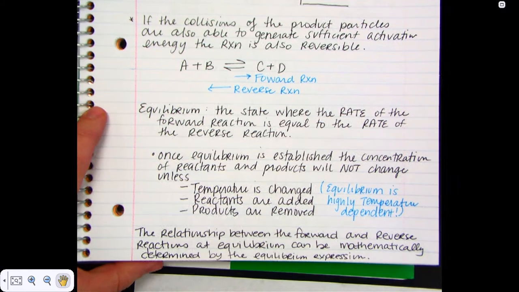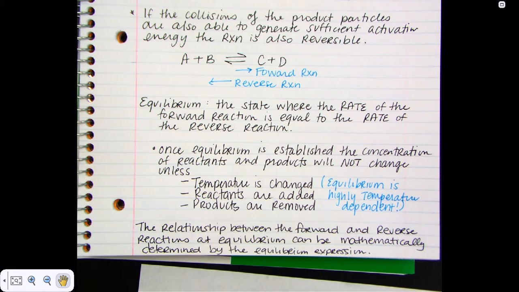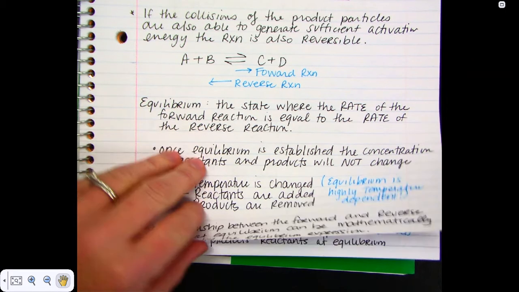Okay? So the relationship between the forward and reverse reactions at equilibrium can be mathematically determined by calculating the equilibrium expression, or the equilibrium constant. And that gives us a numerical depiction of what is going on in terms of who is favored at equilibrium. Do I have more products? Do I have more reactants? Or are they equal? Okay.